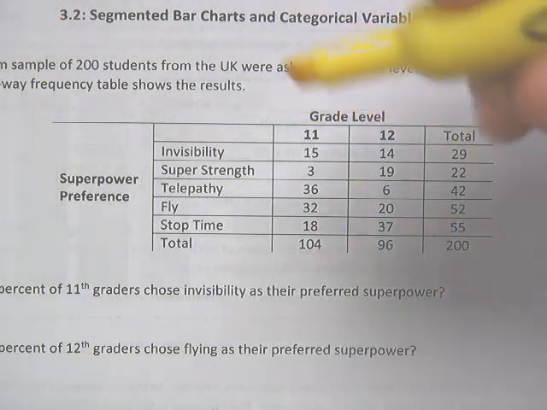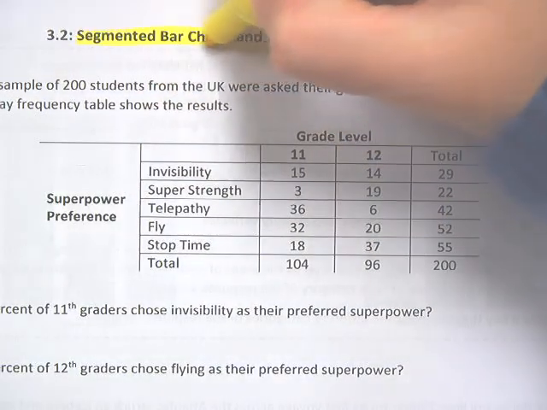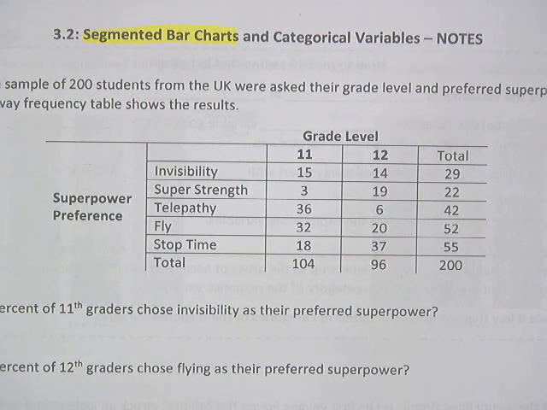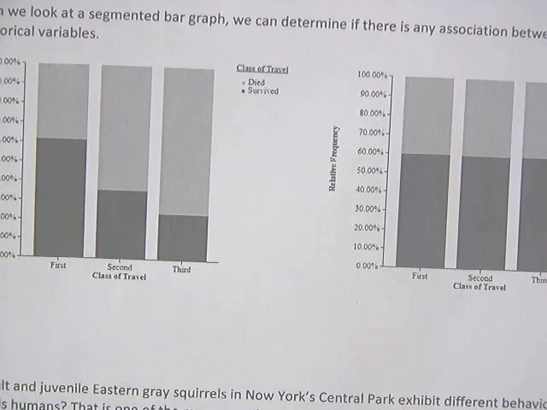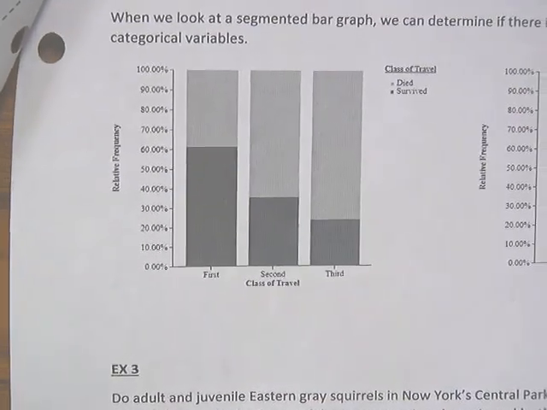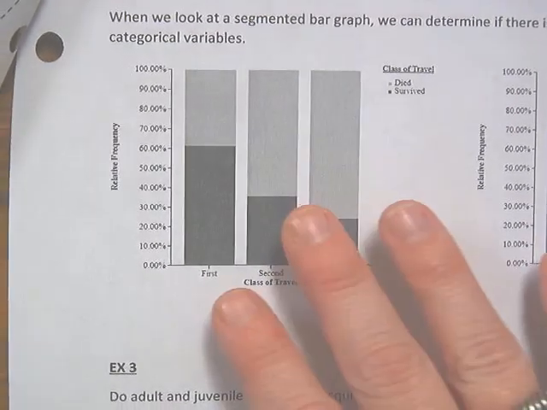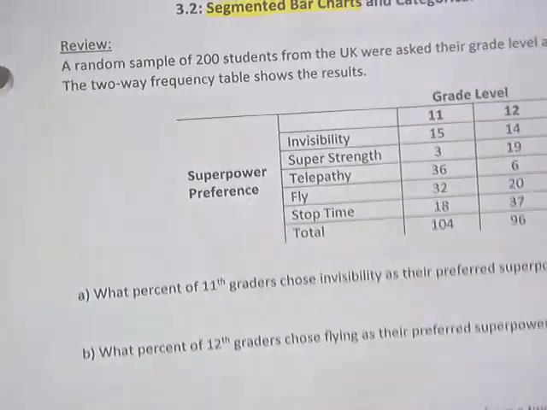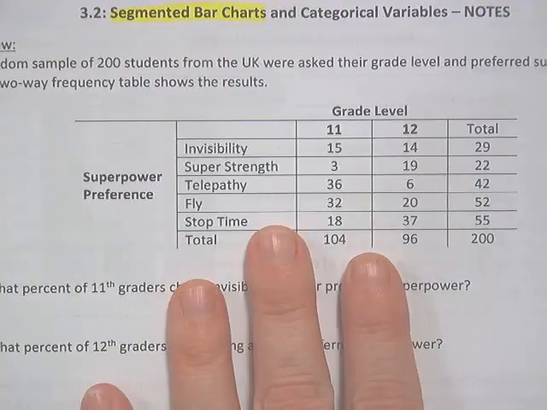So the title of the notes today: you are going to learn how to draw and analyze a segmented bar chart. It's a different type of bar chart that looks like this. And it's pretty darn easy, but in order to be able to draw one of these accurately, you have to be able to read a two-way table.